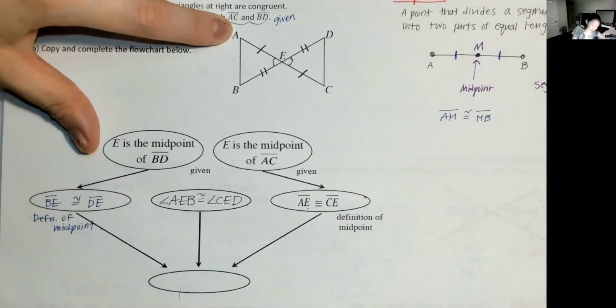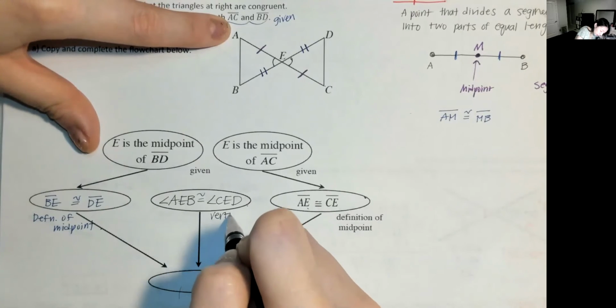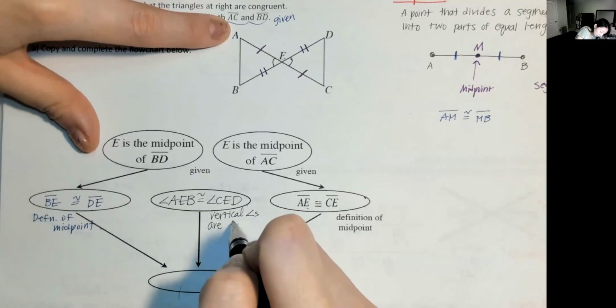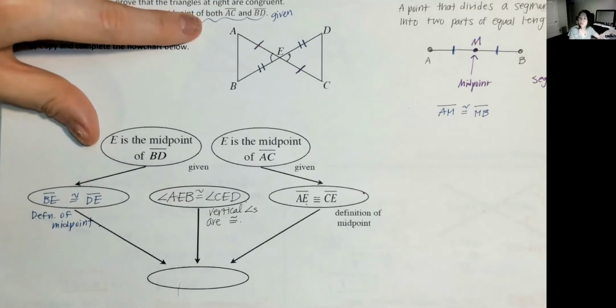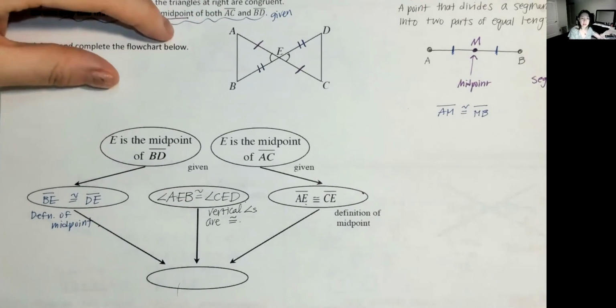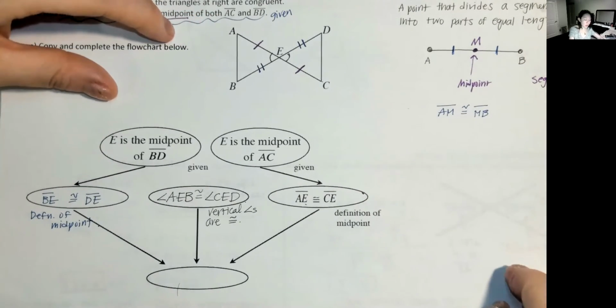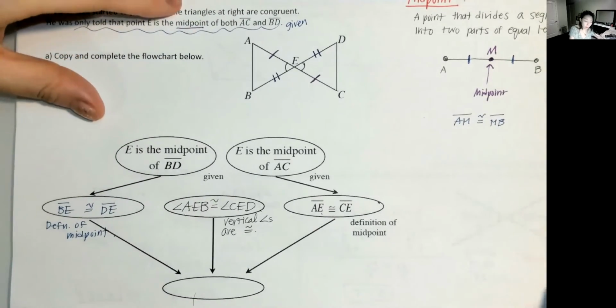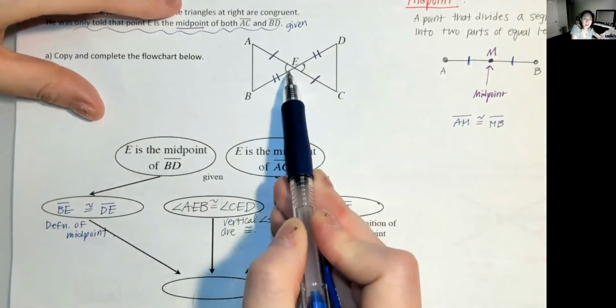Okay, and how do I know that? Vertical angles. Vertical angles are congruent. We're going to say vertical angles are always congruent. So do we have enough information to prove that they are congruent? Yes. The triangles are congruent by side, angle, side.